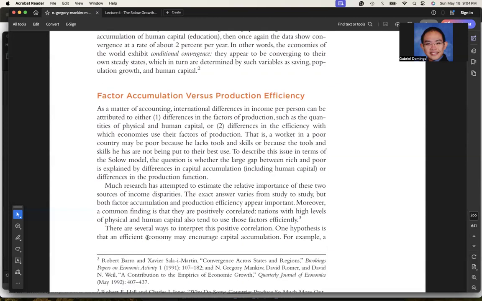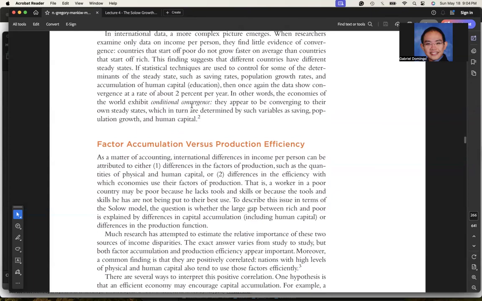Next concept is factor accumulation versus production efficiency. As a matter of accounting, international differences in income per person, or Y over L, can come from differences in the factors of production, which, by the way, we have been focused on. The Solow growth model is all about accumulating capital, the forces that push you to accumulate capital. And convergence is also about differences in your factors of production. Poorer countries, or countries with less capital per labor, are the ones who will grow faster than rich countries.